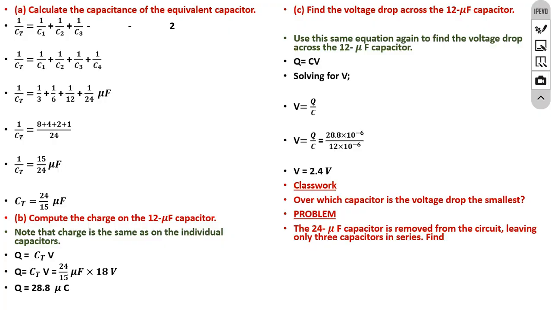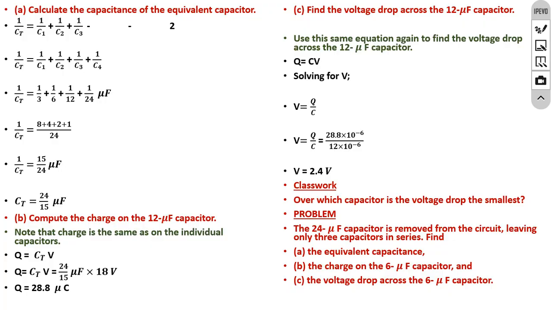Then this one will serve as an assignment. A 24 microfarad capacitor is removed from the circuit. This circuit I'm still using now. I decide to remove the 24 microfarad capacitor. So you are going to sketch how it will look like. Leave 3 capacitors in series. Find the equivalent capacitance, the charge on the 6 microfarad capacitor, the voltage drop across the 6 microfarad capacitor.